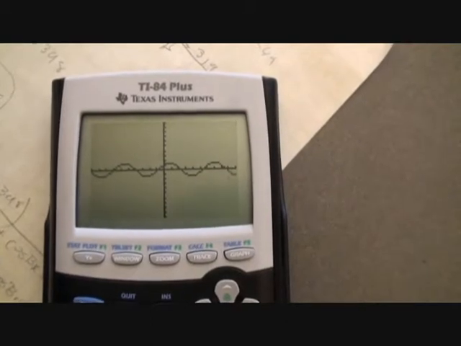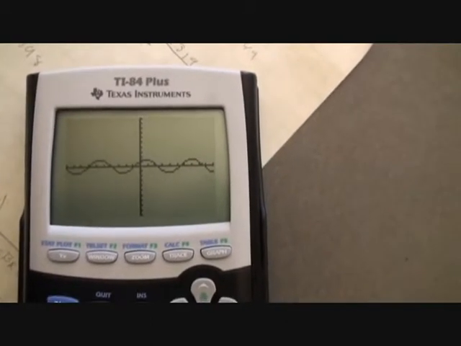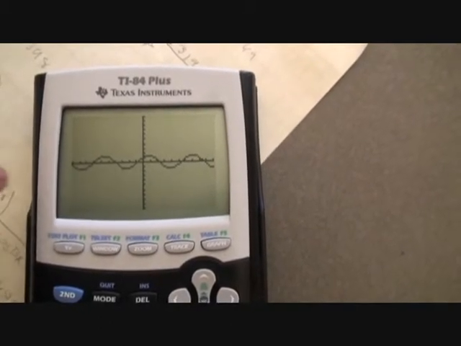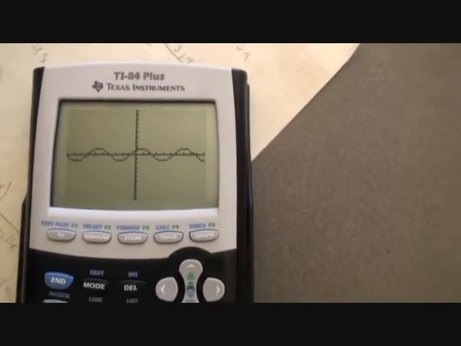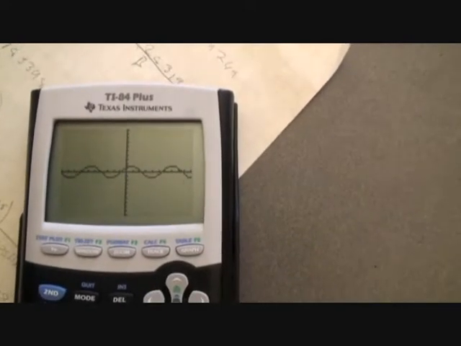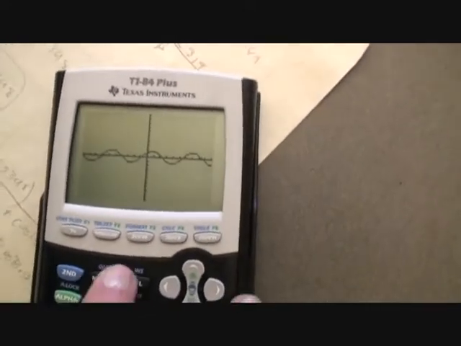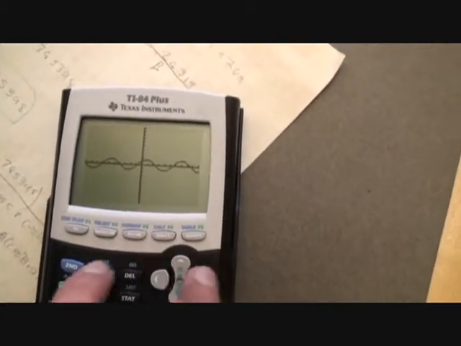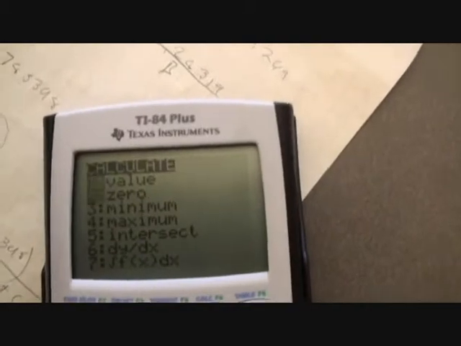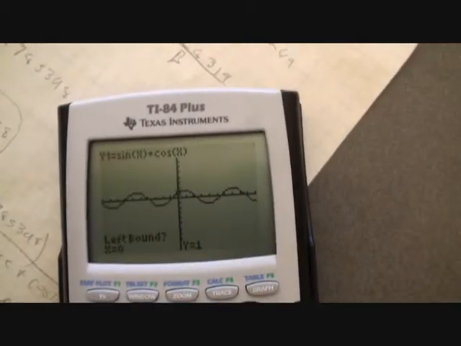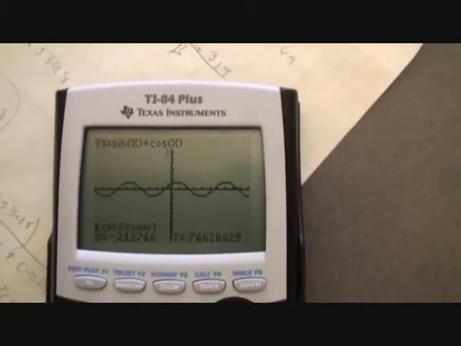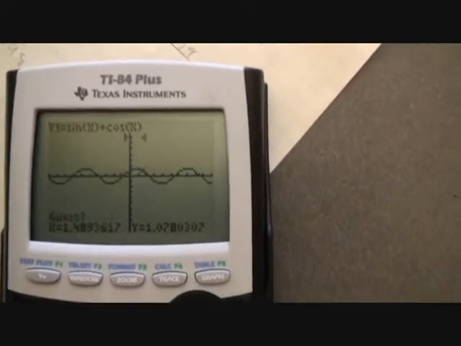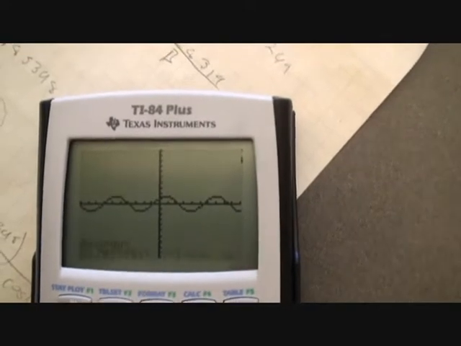As you can see, it doesn't look like any sine curve or cosine curve that we can figure out. We can actually do either sine or cosine, but in this case, because of the equation on the board, we're going to do sine. So we're going to find some zeros. I'm going to find the maximum, and then guess.